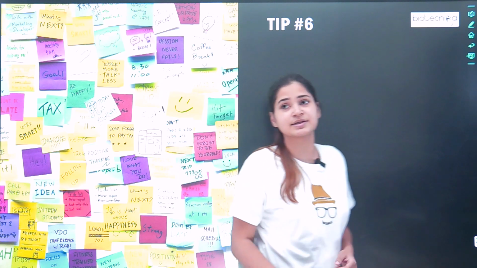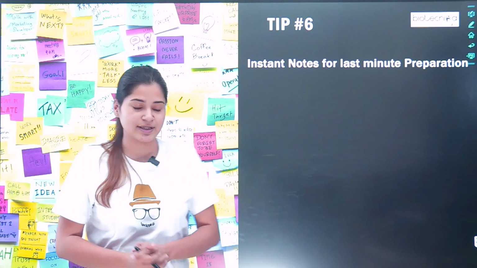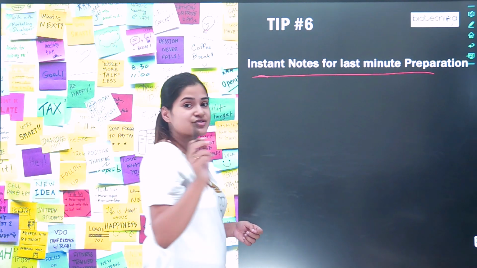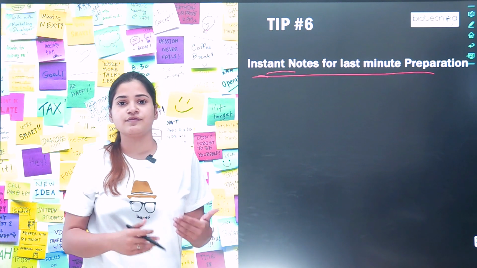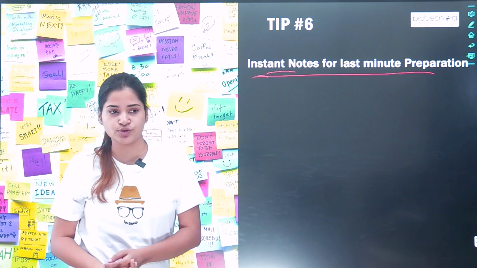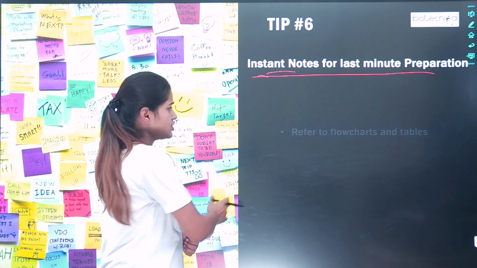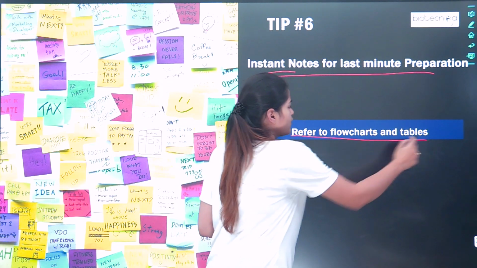The next one is tip number 6: you should make instant notes, and prepare your last minute strategy from the instant notes that have been given. So if instant notes have been provided by your coaching, or if you have bought some instant notes from a publication, you can refer to them for your last minute preparation. So you can refer to flow charts and tables.